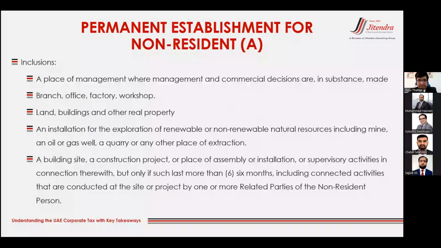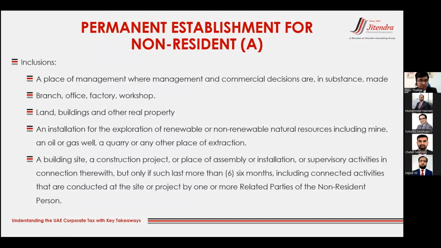Moving next, as in the previous slide, we discussed that non-resident permanent establishments are covered under the corporate tax. Now, who are these non-resident permanent establishments? For that purpose, they have defined what is covered under the PE and what is not covered under the PE. So first, let us discuss what are the inclusions. If the permanent establishment's place of management, where the normal commercial decisions are taken, is in UAE.